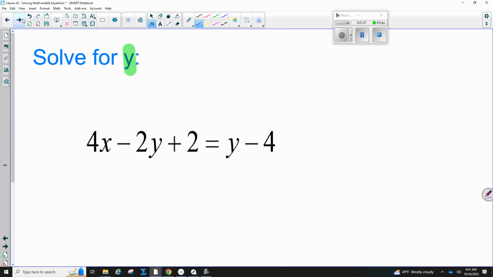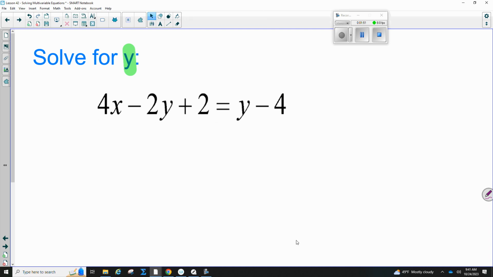All right, another solve for y. So go ahead and write this down. 4x minus 2y plus 2 equals y minus 4. All right, we want to get the y by itself. Notice there are y's here and there are y's here. So we either need to move them all over here or all over here. So I'm going to move them to the right-hand side, okay? Because there's less stuff over here.